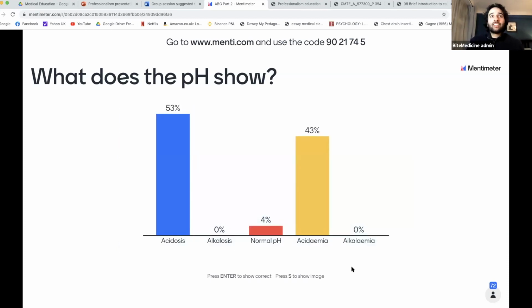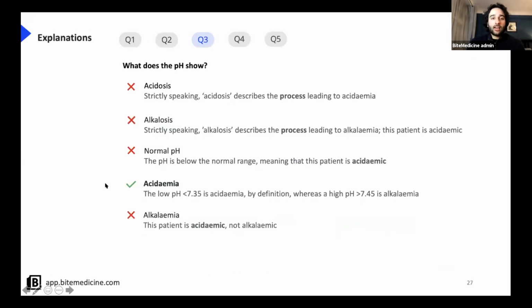So I thought there'd be a bit of a split between those two. The reason why it's acidemia is what I will explain now. There is a difference between acidemia and acidosis, and similarly, there is a difference between alkalemia and alkalosis. So if we're getting really pernickety here, acidemia refers to the low pH, below 7.35, whereas acidosis actually refers to the process leading to acidemia. So for example, respiratory acidosis would suggest there's a problem with the respiratory system resulting in acidosis.